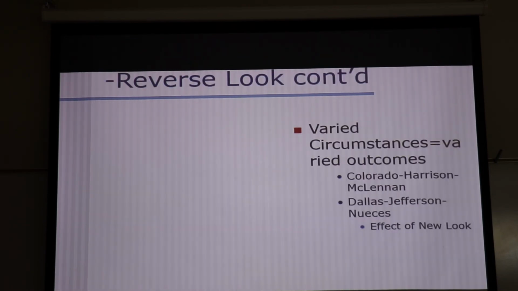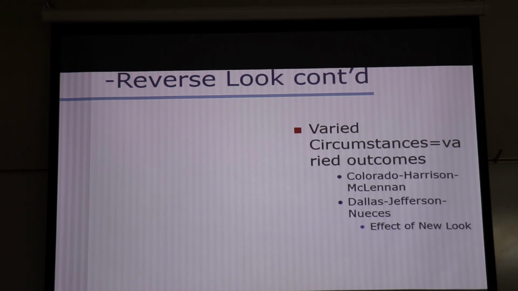Reverse look continued. And of course you had varied circumstances leading to varied outcomes. Like in Colorado, Harrison, and McLennan counties, they wanted to try to prevent as much change as possible. And so they really kind of stagnated. And Dallas and Jefferson, that was a little bit different. In Dallas, at first, they didn't work with the newly freed men, but then they figured out, hey, it's smarter to work with the newly freed men than against them.